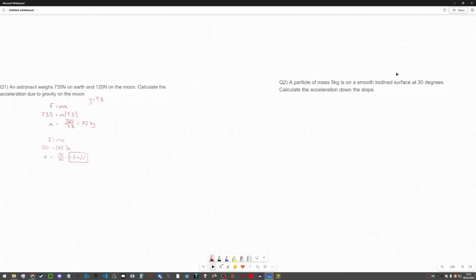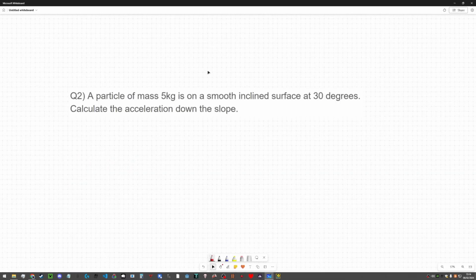Right, we've got a second exam question over here. A particle of mass 5 kilograms is on a smooth inclined surface at 30 degrees. There tends to be a lot of questions about inclined surfaces. Calculate the acceleration down the slope. So for this one, we have our inclined surface with an angle of 30 degrees.